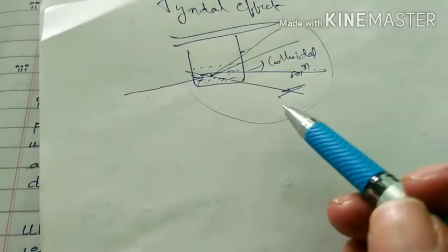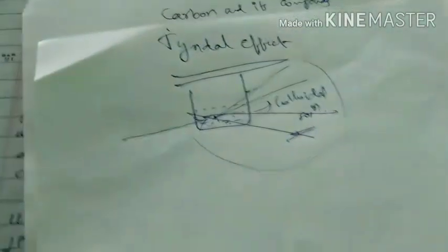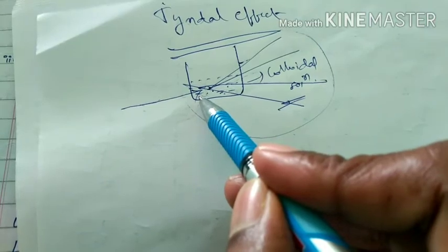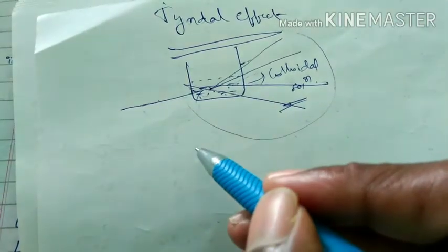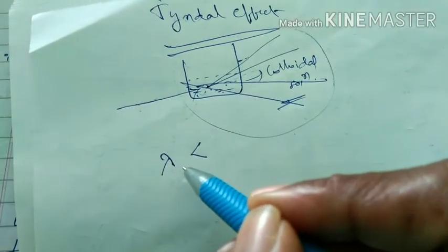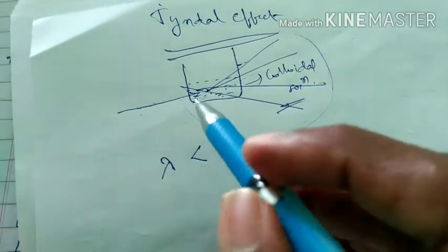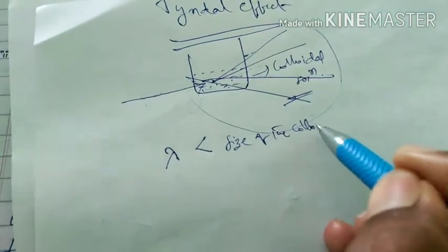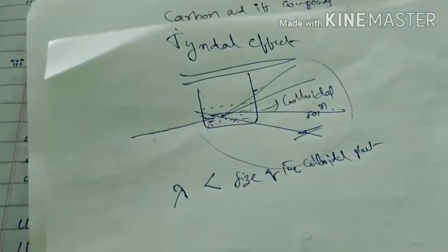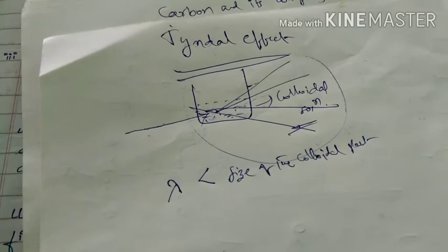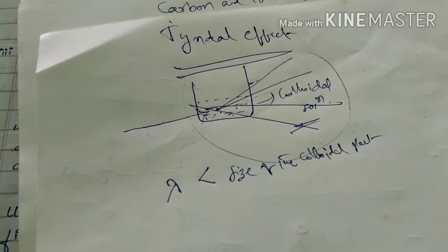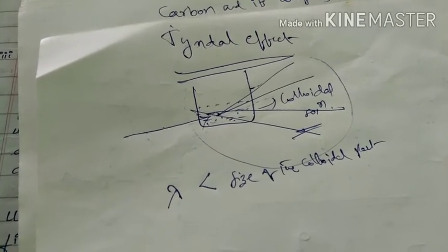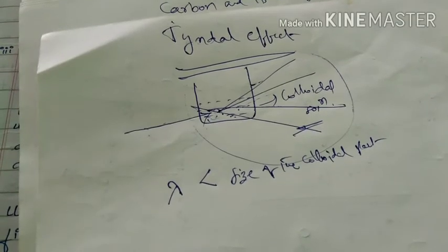Here one condition is there to exhibit scattering of light, that is, the wavelength of the light used in this process should be less than the size of the colloidal particle. That is the condition. The wavelength of the white light should be less than the size of the colloidal particle. Then only scattering takes place by colloidal particles. Otherwise, there is no chance of scattering or dispersion. So this is the condition of Tyndall effect.